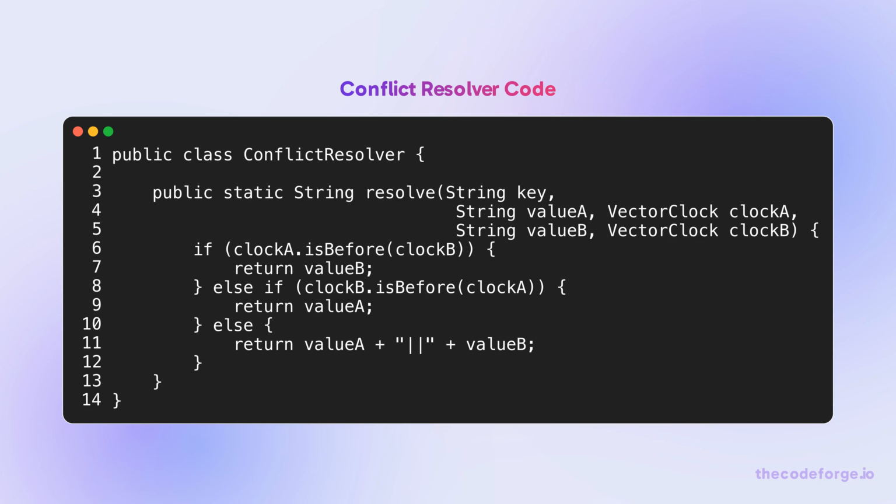This resolver returns the causally later value if one exists. If concurrent, it concatenates both values. In production, you'd store both versions and let the client resolve, like Riak does with siblings.